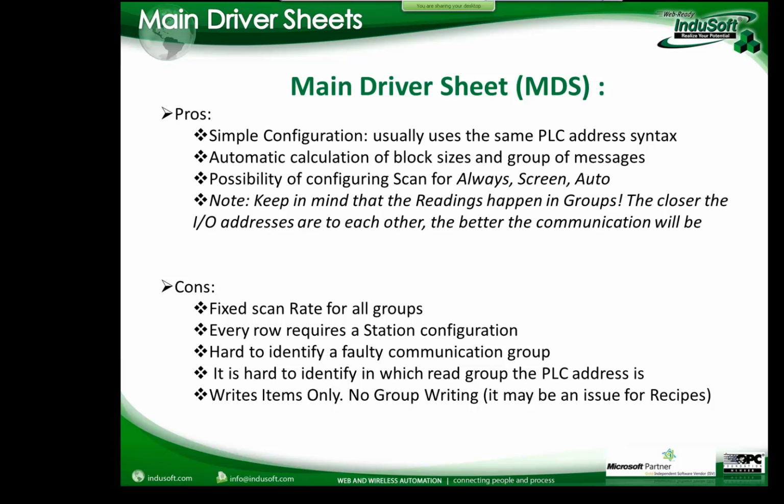Okay, and you have to keep in mind that readings are going to happen in groups. So even though it's very easy to configure the main driver sheet, it's also very easy to configure it badly. Let's say if you're using a Siemens, you're going to talk to DB1, DB3, DB10, DB15, and every time you talk to one of these DBs, you're going to send a message. And the fewer messages, the better the communication.